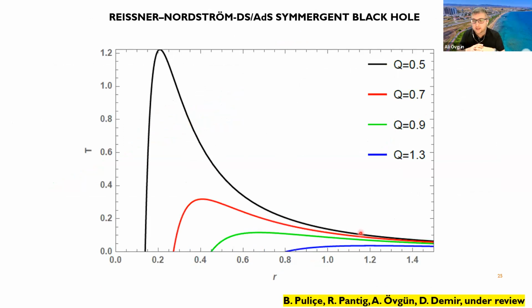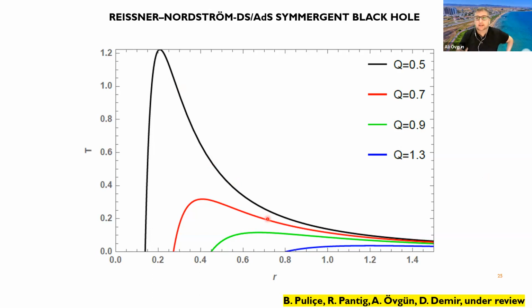Also, recently, with our new paper, which is under review now, we calculate and derive the charged black hole solution in the Symmergent gravity theory. And we also check how this additional charge affects the Hawking temperature. As the figure reveals, the Hawking temperature decreases slowly with the decreasing black hole charge.